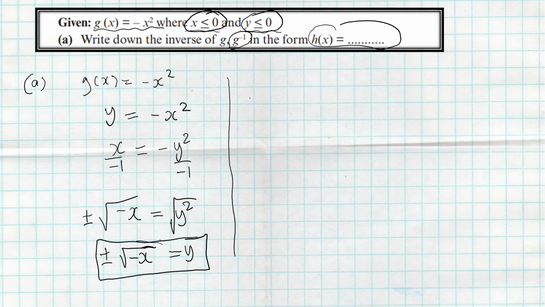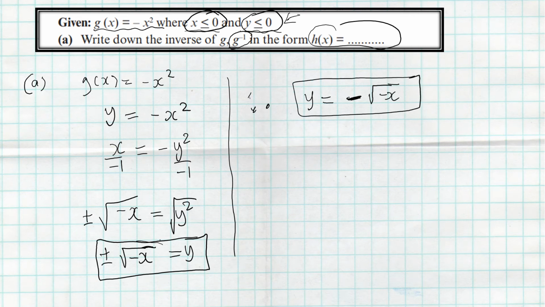So then we can conclude, therefore, y is equal to... for it to be less than 0 according to this restriction, it must be negative. That's negative there. Root of minus x, right? So it's root of minus x. So that's the final answer for the inverse.